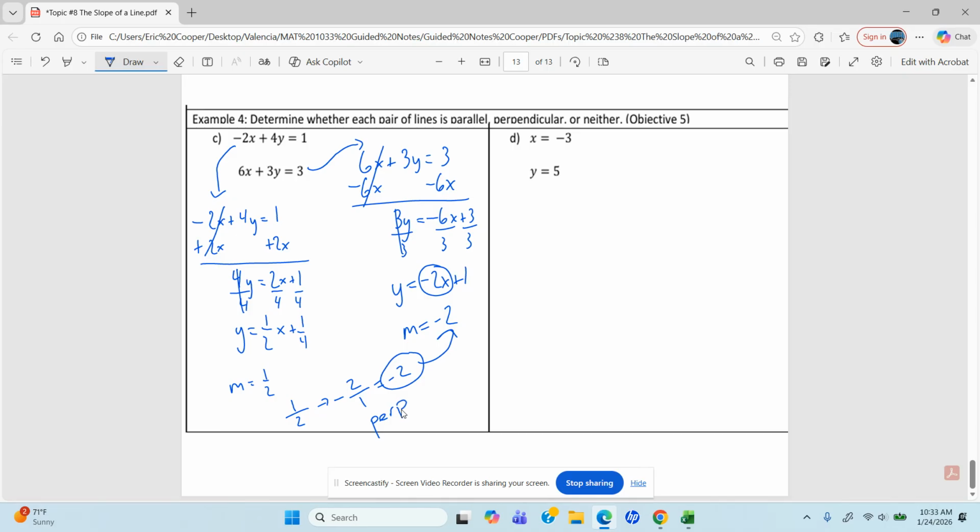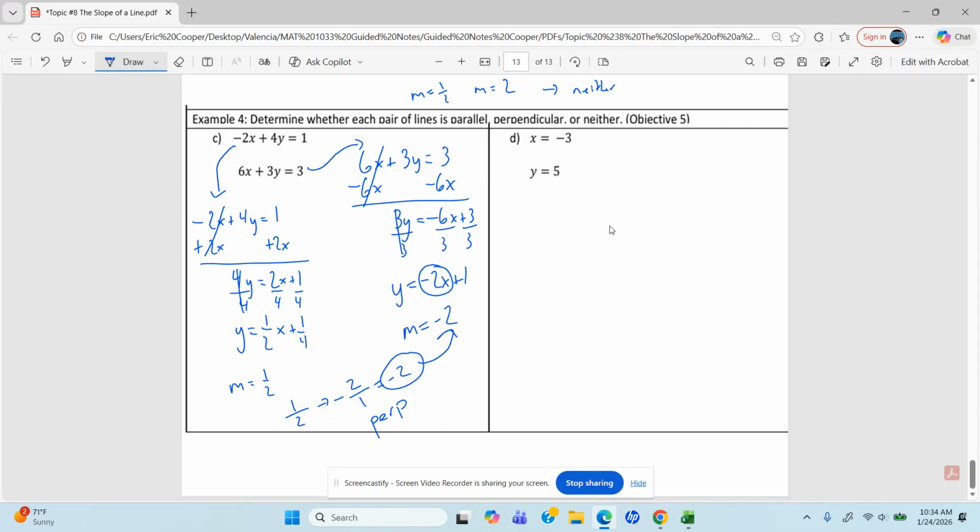Again, be careful, because if I would have gotten m equals 1/2 and m equals positive 2 here, yes, these are reciprocals, but they're not opposite reciprocals. So if this would have been my answer, I would say that they are neither parallel nor perpendicular. They're not the same. They're also not opposite reciprocals. In this case, they're just reciprocals. So make sure you be careful. When we work, we have to make sure for perpendicular that they're opposites and reciprocals.